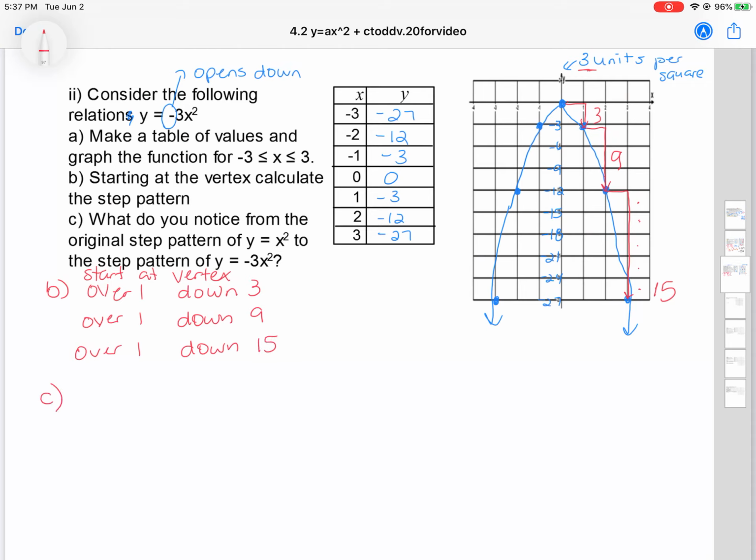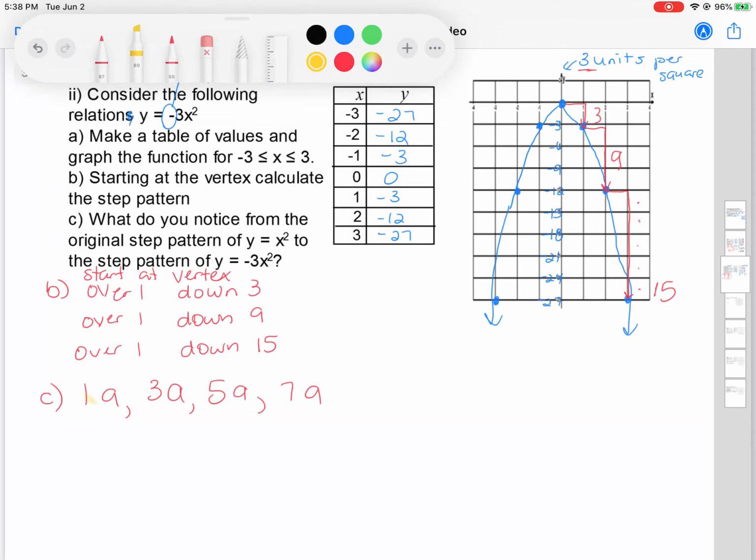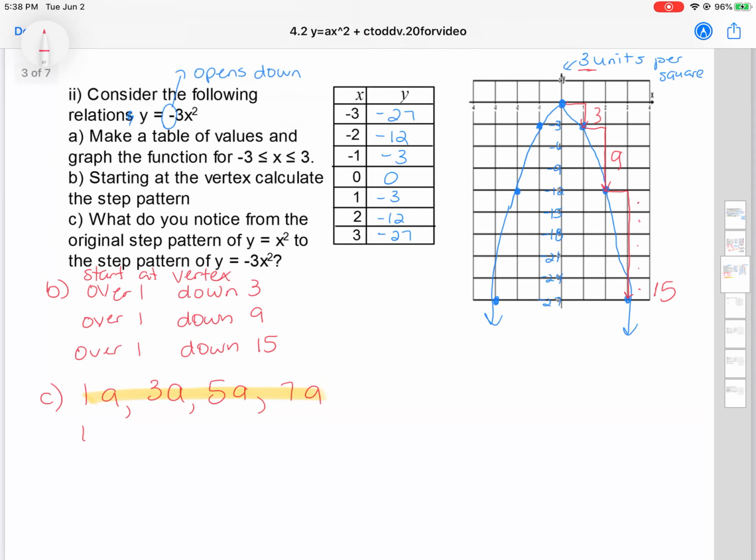So again, if we notice from the original pattern of y equals x squared, then you can manipulate the basic step pattern formula. I'm just going to highlight that again. And look at the A value. You can include the negative, because then that negative tells you that you go down.